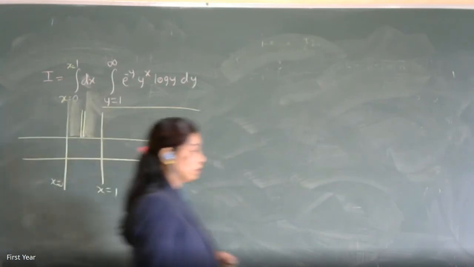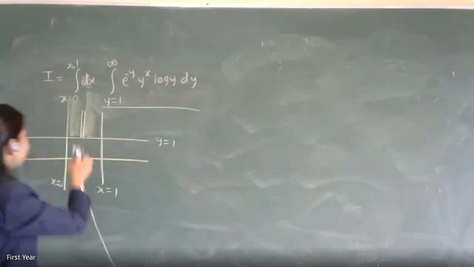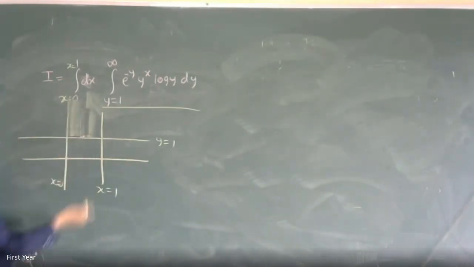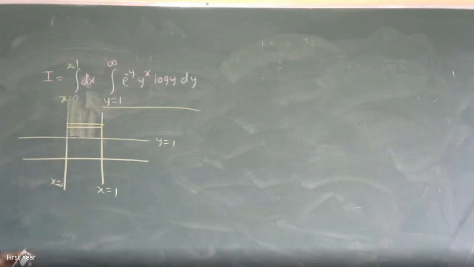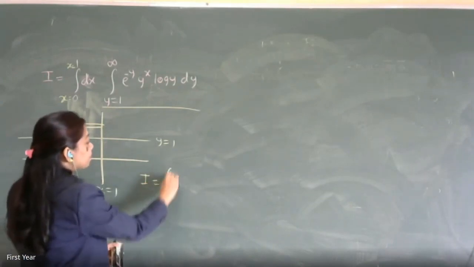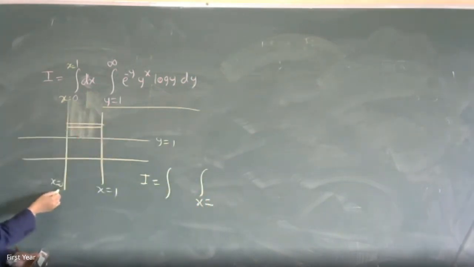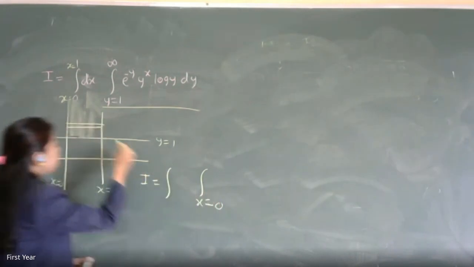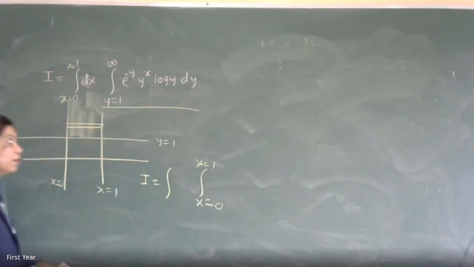What I will do? I will change the order and I will not consider vertical strip. I will consider now horizontal strip. Is it okay? तो area तो same ही है. So your I will become x elements. So where is x resting below? 0. Where is x resting above? 1. यहाँ पे constant है इसीलिए same रहेंगे.